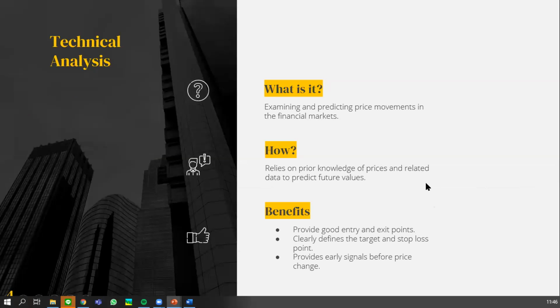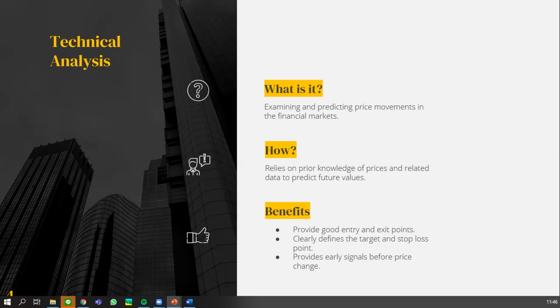The second approach, one of the most popular methods for investors to make investing decisions, is technical analysis. Technical analysis is a means of examining and predicting price movement in the financial markets. Finding the optimum trading price is one of the benefits of employing technical analysis, which is difficult with a buy and hold strategy from years ago. So how exactly does it work? It works by relying on prior knowledge of prices and related data to predict future values by using mathematical techniques.